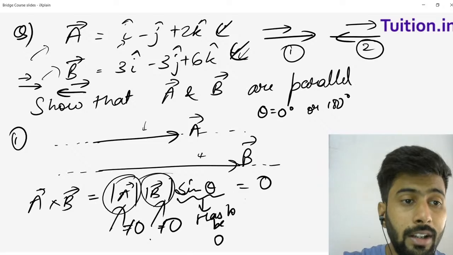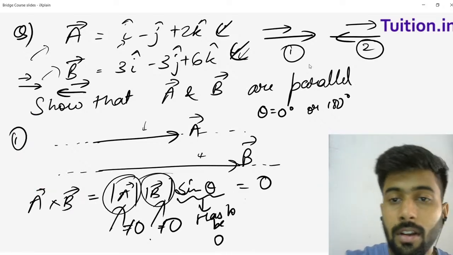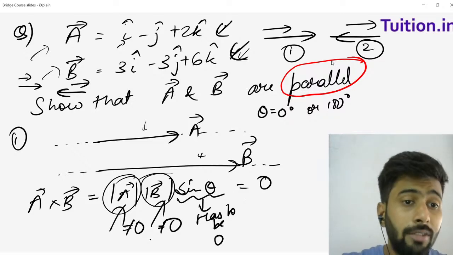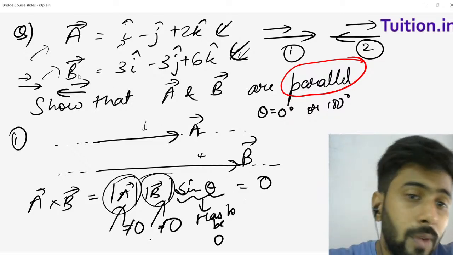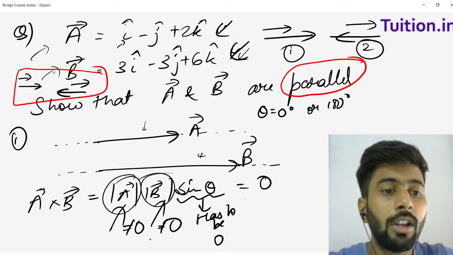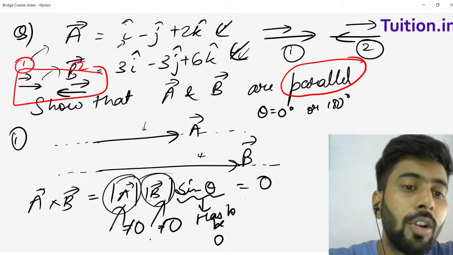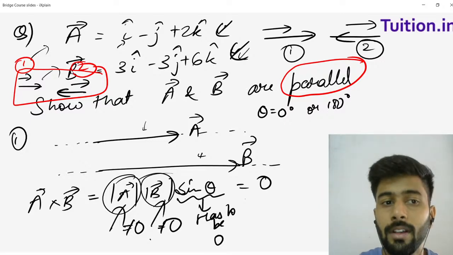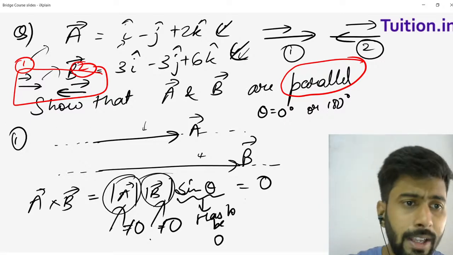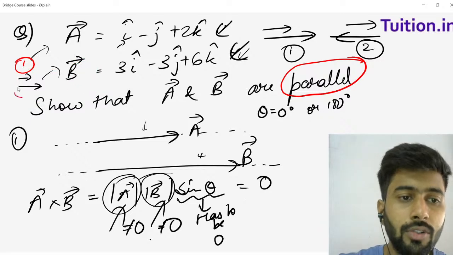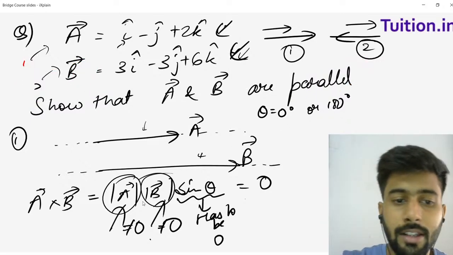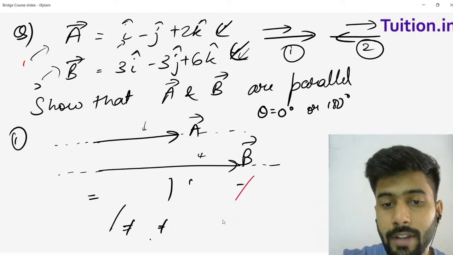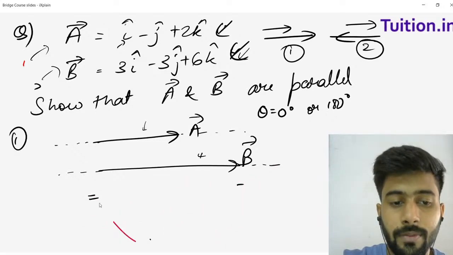I have to show that they are parallel. Which means I have to show they are pointing in the same direction. Cross product will only get me this far. Cross product will tell me that it can either be case 1 or case 2, but cross product cannot tell me whether it will be case 1 or case 2. That's why we will not use cross product to solve this. We will use another way.